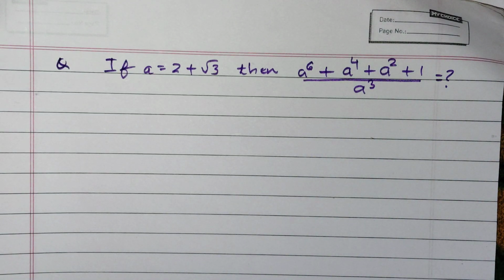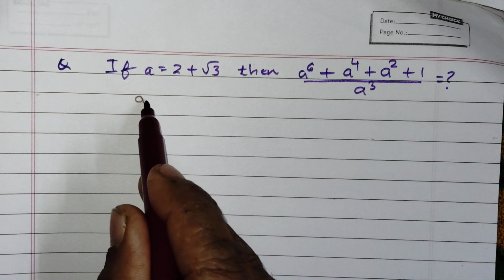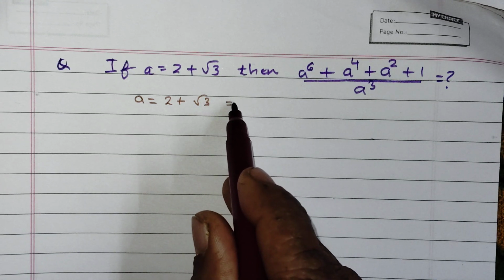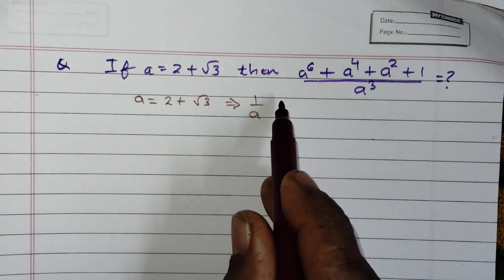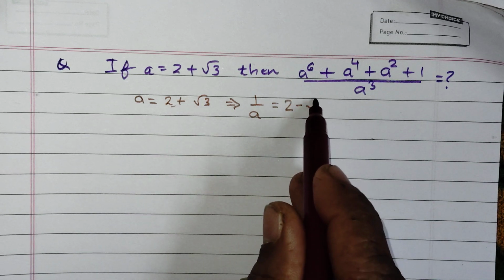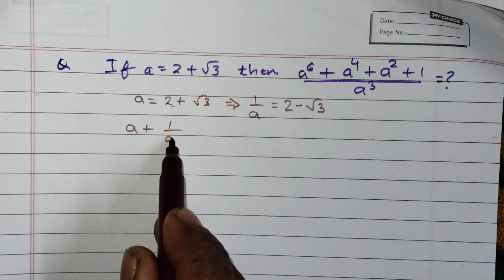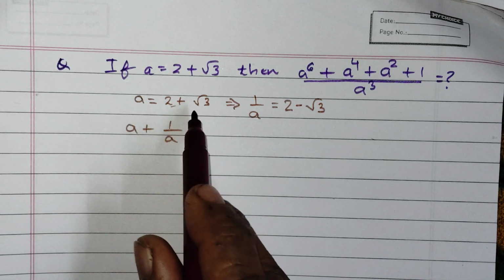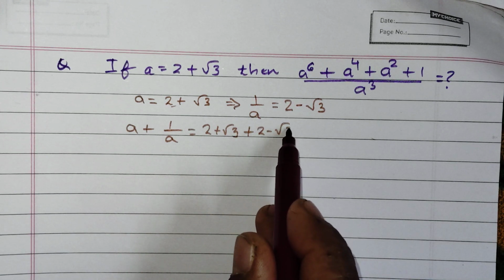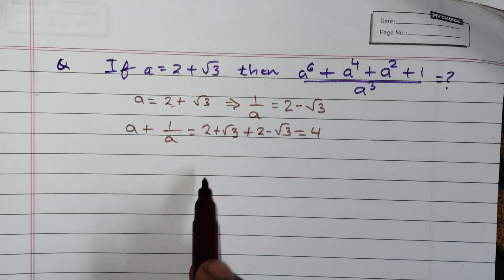In this question, it is given a equal to 2 plus root 3. So a equal to 2 plus root 3 and its conjugate becomes 1 upon a. For 1 upon a, we change only this sign, so 2 minus root 3 is 1 upon a. So a plus 1 upon a is 2 plus root 3 plus 2 minus root 3. Minus root 3 plus root 3 cancel out, we get 4. A plus 1 upon a is 4.